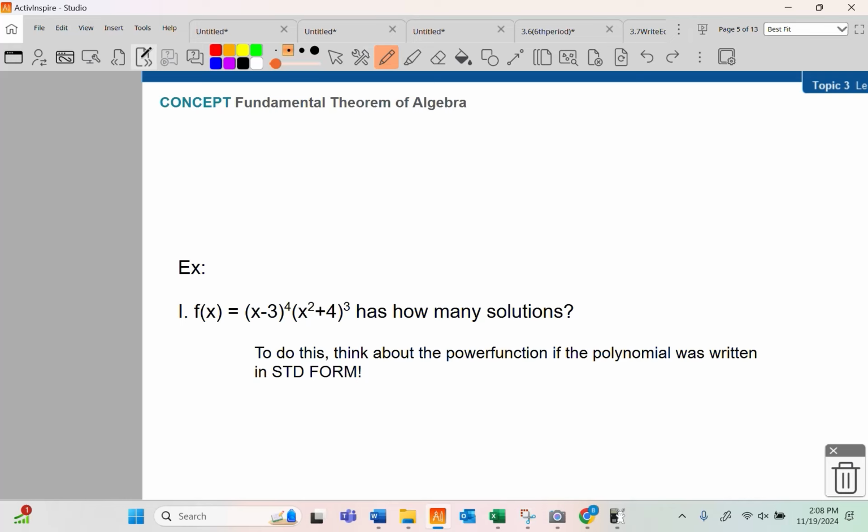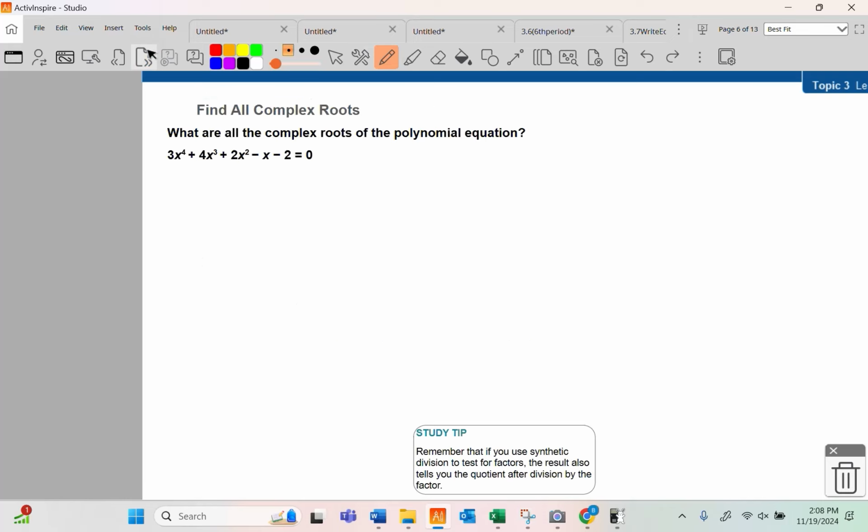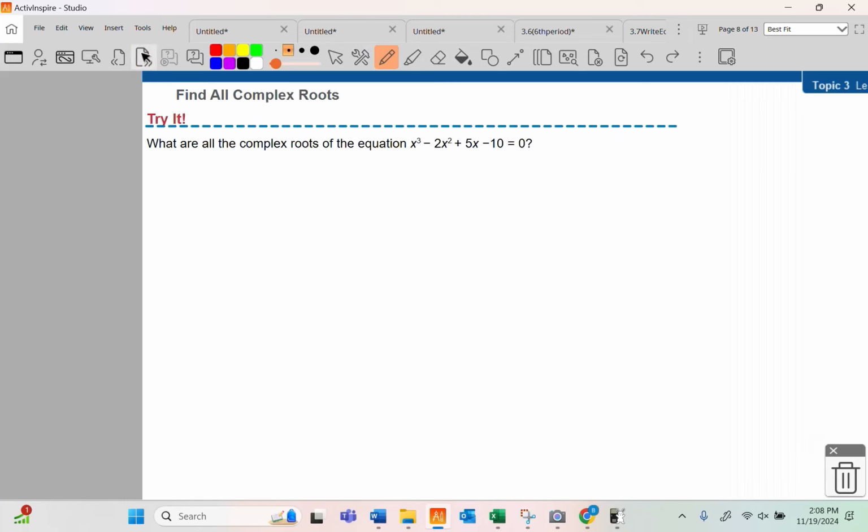All right, so this is... we did that one, right? Find all the complex roots. It should be here.